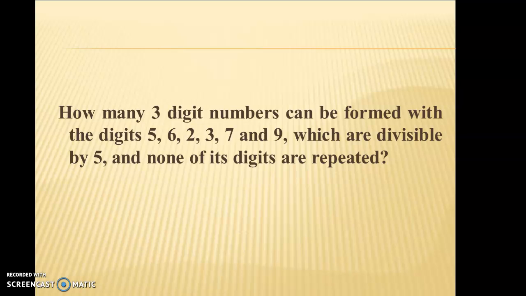The next question is: how many 3-digit numbers can be formed with the digits 5, 6, 2, 3, 7 and 9 which are divisible by 5, if none of the digits are repeated? We will see the answer in the next lecture.